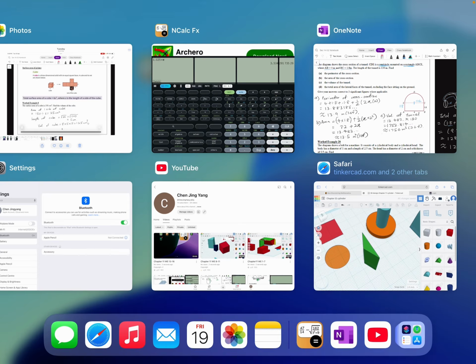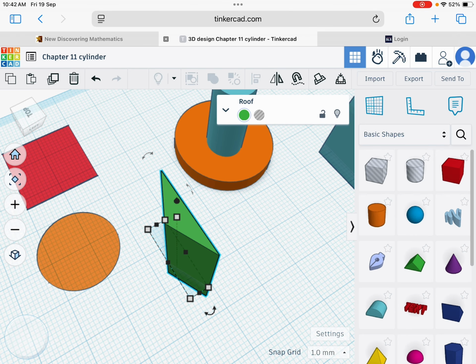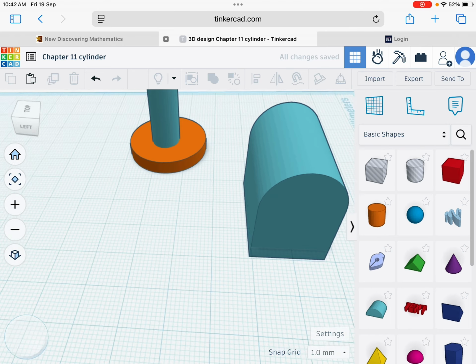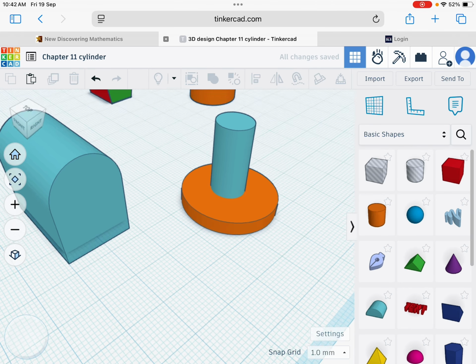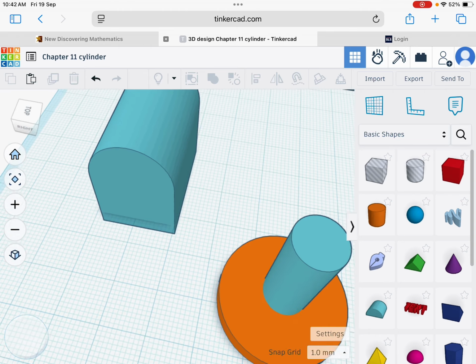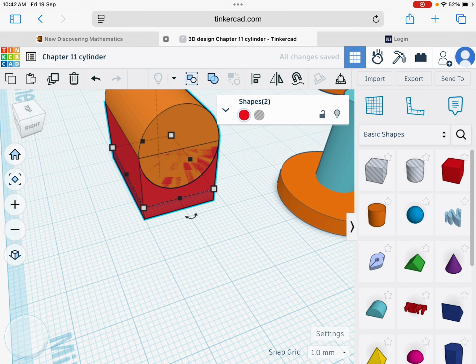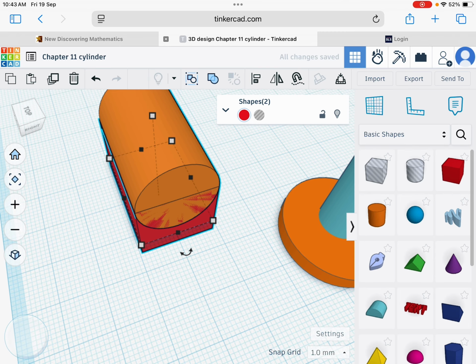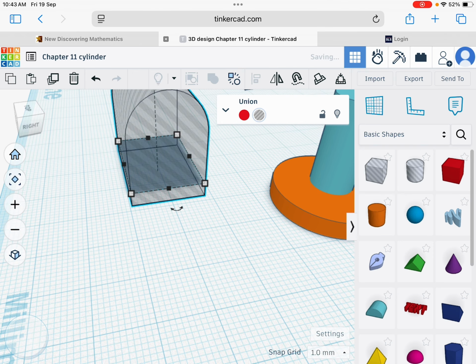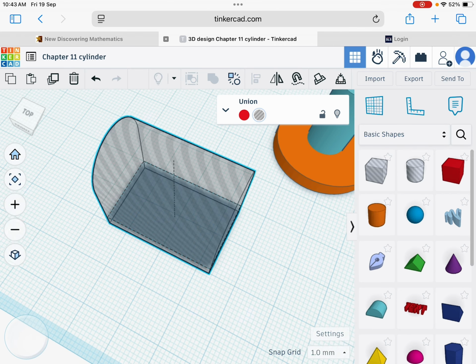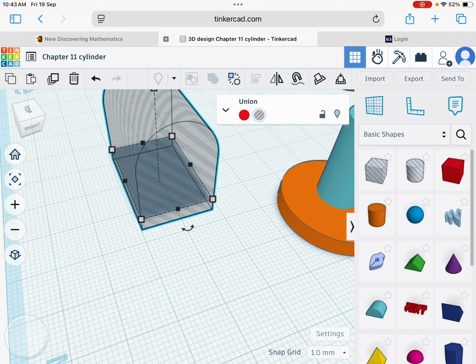Now I made a 3D model of this. Okay, I'm going to delete all this. Okay, and this is the 3D model I made. So if you can see this, it is a semicircle combined with a rectangle. So when I combine it, it becomes your tunnel, right? You can hollow it, so you can see that this is the shape of the air in the tunnel.